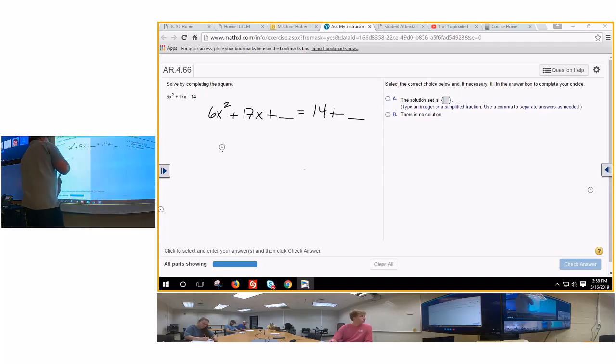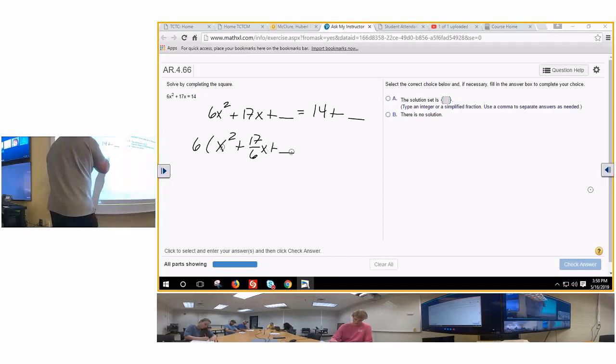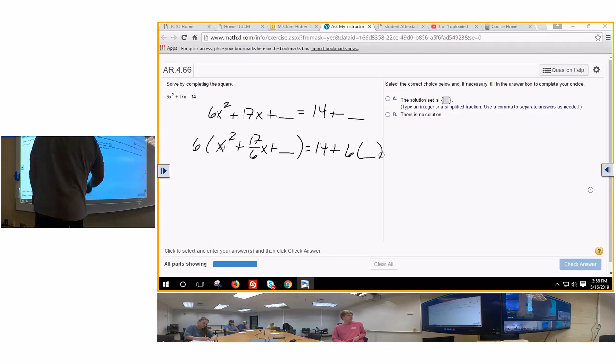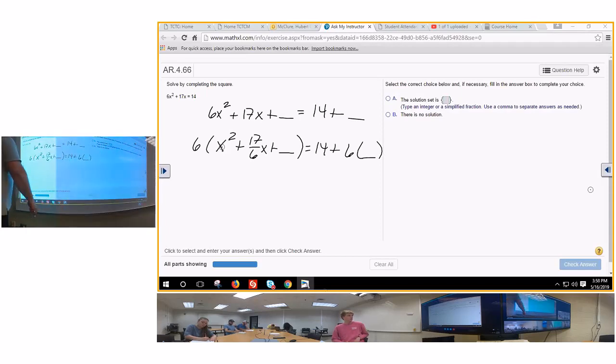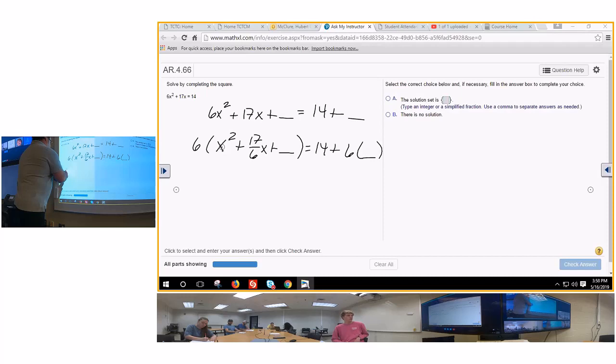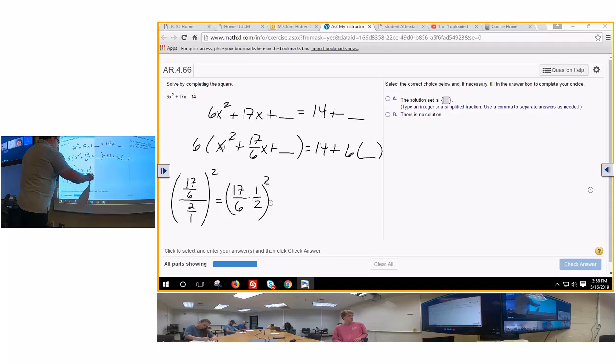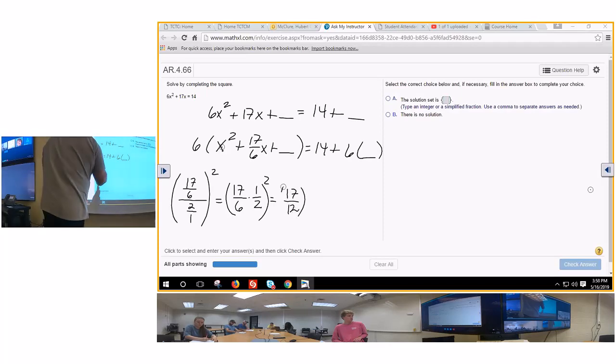Factor out of what? Good job. You're the one that listened. X squared plus 17/6x plus blank is equal to 14 plus 6 times blank. Well, now we might as well quit here because we got a fraction. So I'm going to take 17 over 6, divide by 2 over 1, and square it. Well, I don't divide by 2 over 1. I multiply by what? 1 over 2, Hubert. 17 over 6 multiplied by 1 over 2 squared. And that's going to give us 17 over 12, quantity squared.